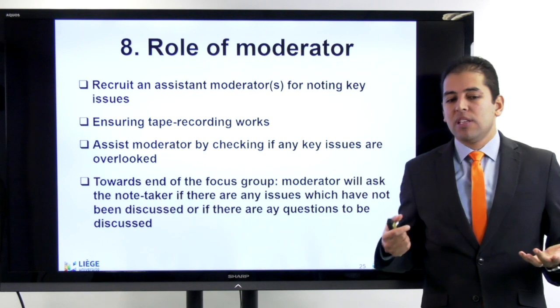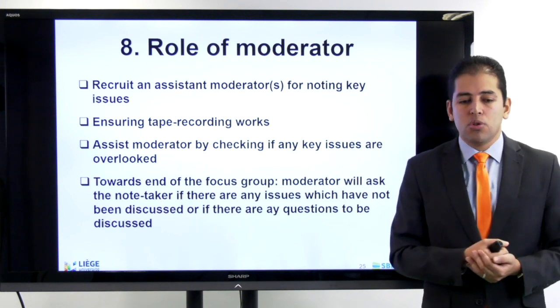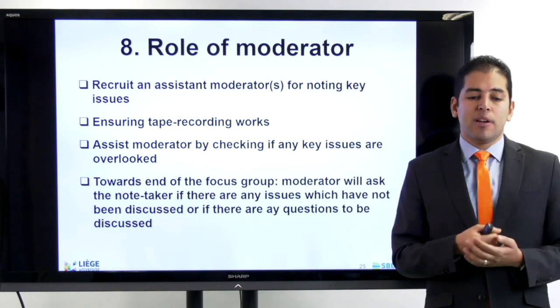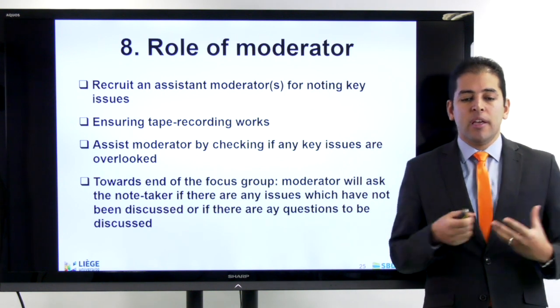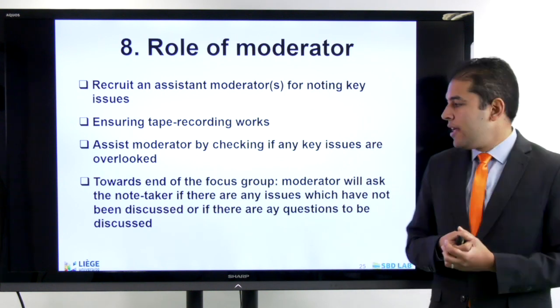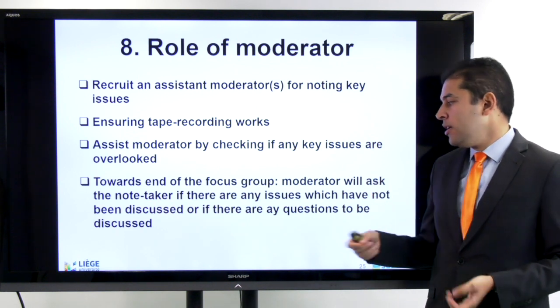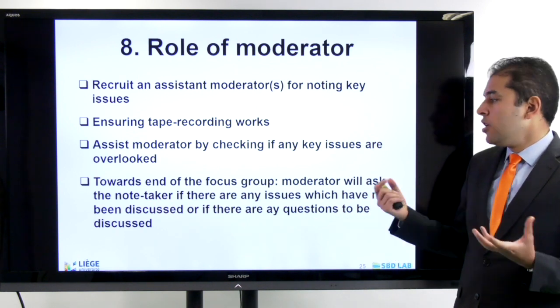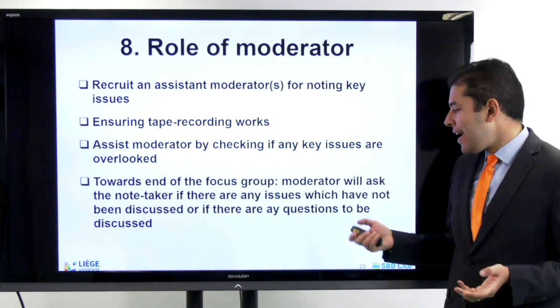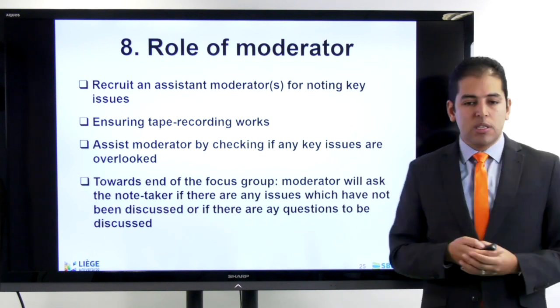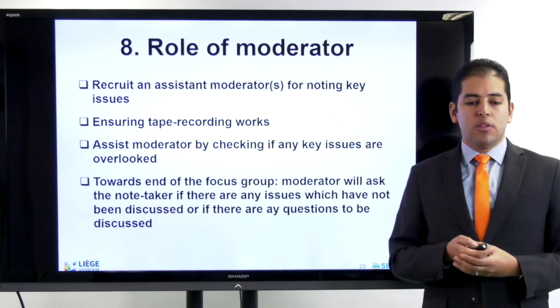Also, the role of the moderator is to recruit an assistant, and this assistant moderator will take notes, because you need to take notes. For sure, this assistant moderator will also ensure taping and recording, and assist the moderator by checking if any key issues are overlooked. Towards the end of the focus group, the moderator will ask the note taker if there are any issues which have not been discussed, or any questions to be discussed. So this is part of the moderation part.